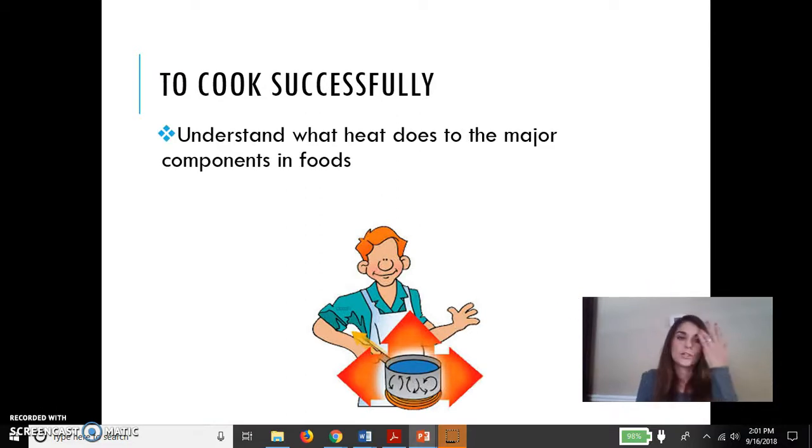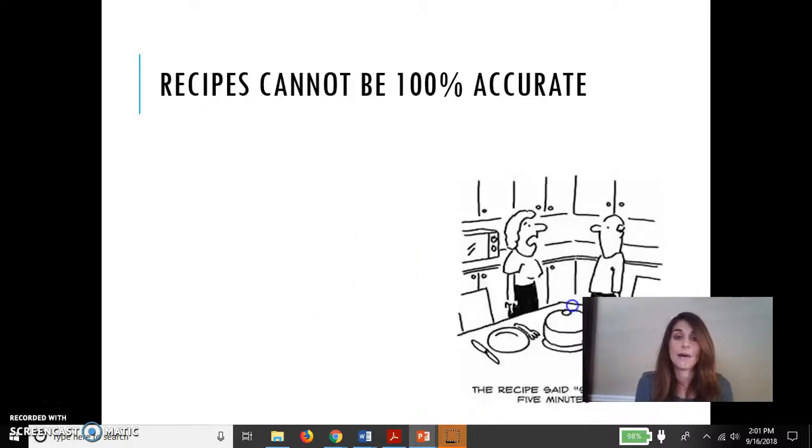Okay, so to cook successfully, understand what heat does to the major components of food. So we need to understand what actually happens when we cook to make sure that we cook successfully, and also that we use the proper methods of cooking to cook those items. So in order to do that, we need to understand heat transfer and how that happens.